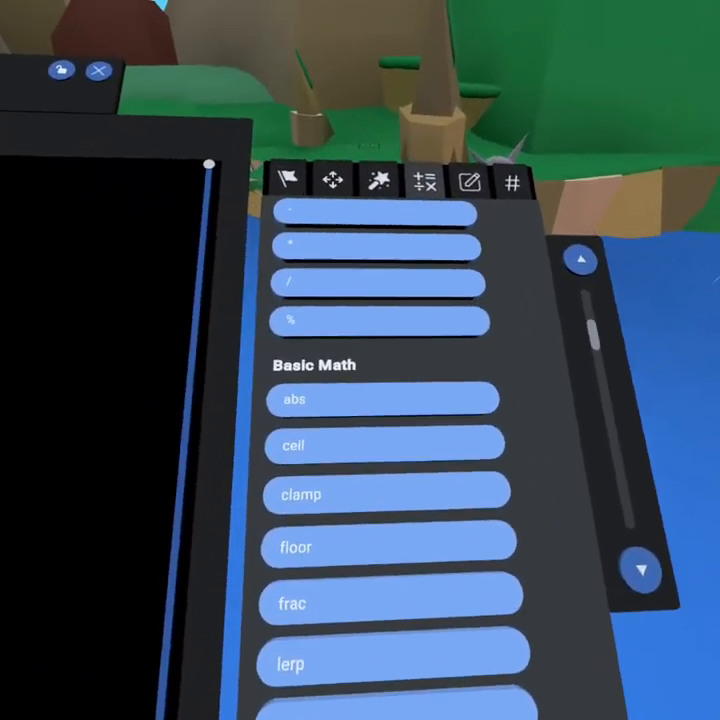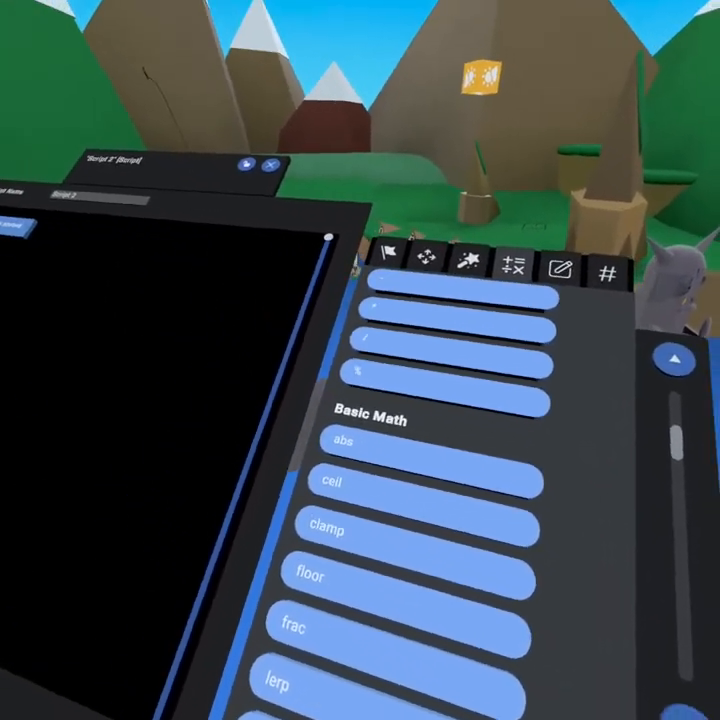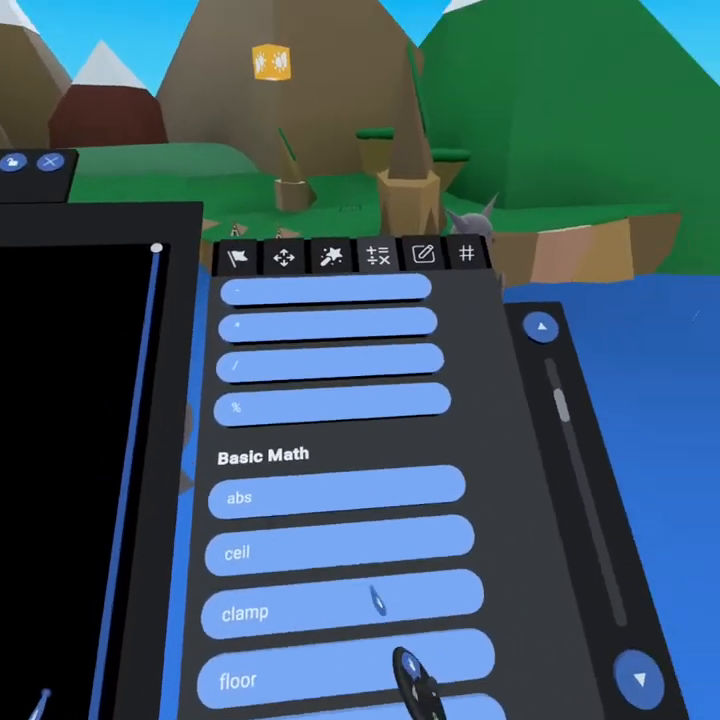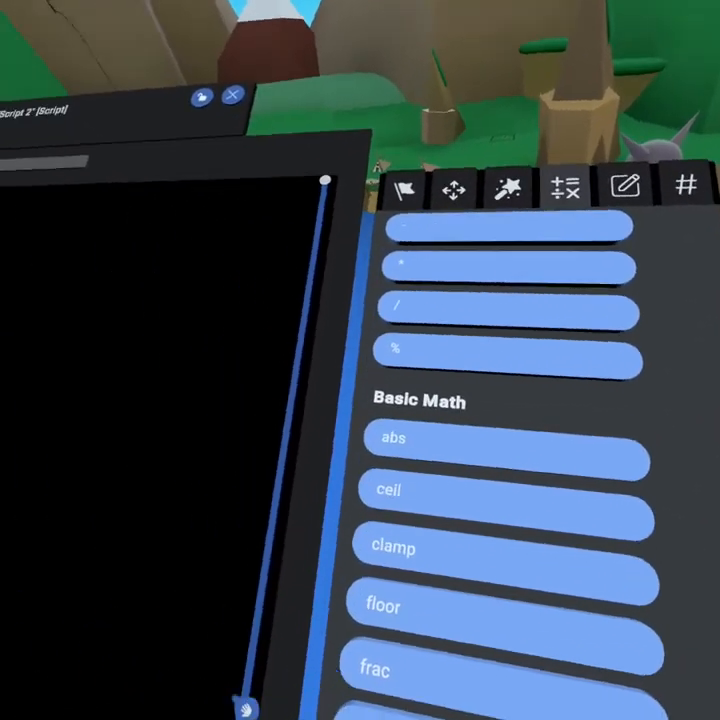I'm not gonna lie, I know about half of these, and I'm gonna tell you what I know, and if anybody else knows, please comment down what these do and some examples so we can all learn together. ABS I'm not sure about.